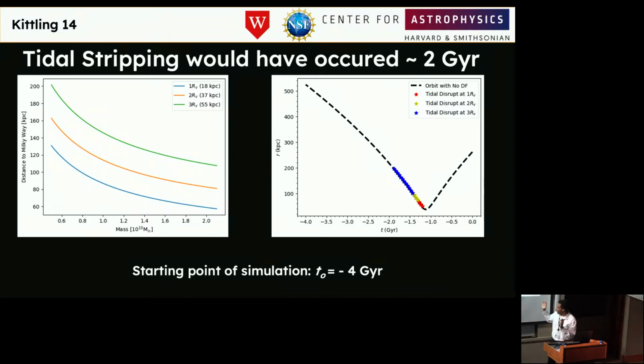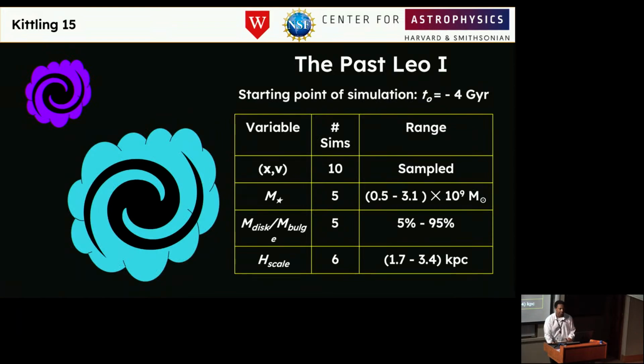So with that estimate, we decided that the best starting point for our simulation would be around 4 billion years. That's to catch all the effects. So I decided to set our T0 to 4 billion years in the past. So now we have a picture of the past Leo 1.